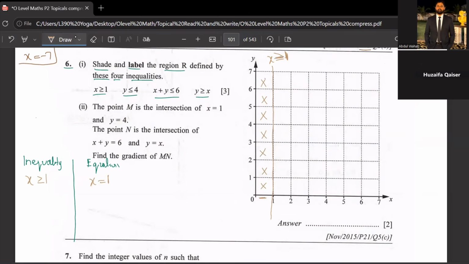Now, move to the next inequality, which is y is less than or equal to 4. Just remove the less than sign. We just say y is equal to 4. So where must I draw the line y is equal to 4? I must draw the line y is equal to 4 at this position. This is the line y is equal to 4.